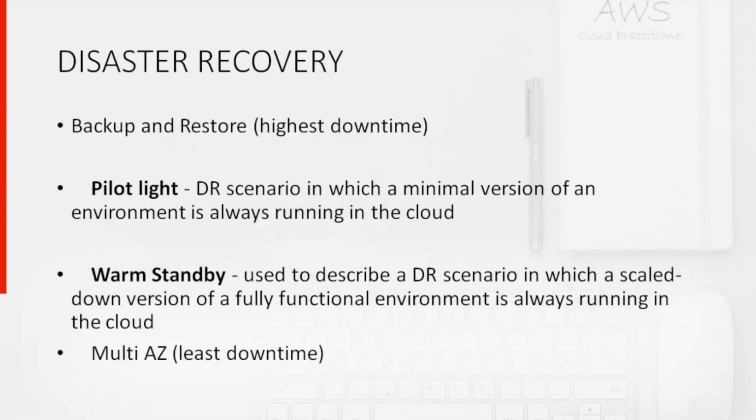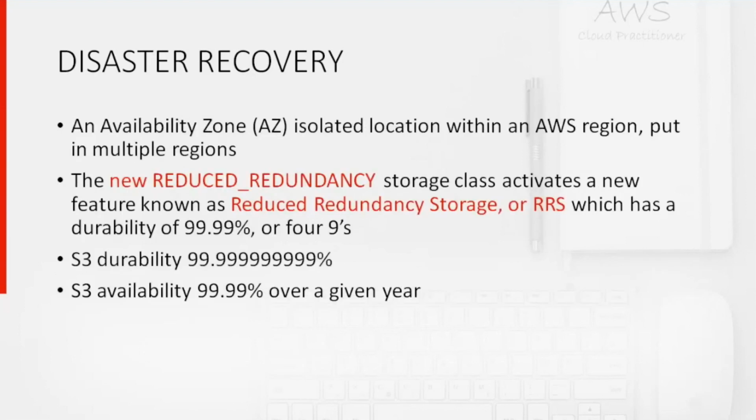Disaster recovery. Backup and restore, highest downtime. Pilot light: a DR scenario in which a minimal version of an environment is always running in the cloud. Warm standby: a DR scenario in which a scaled down version of a fully functional environment is always running in the cloud. Multi-AZ, least downtime. Disaster recovery: an Availability Zone, AZ, is an isolated location within an AWS region, put in multiple regions.